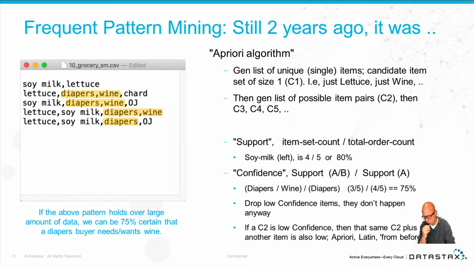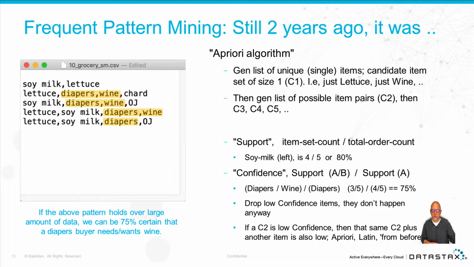So on the left, we have grocery data. We have 5 orders. The first order has soy milk and also lettuce. The second order has lettuce, diapers, wine. Chard, what is that? It's a type of onion, I believe. I think I'd know. So I have 5 orders. Each order has a number of items.